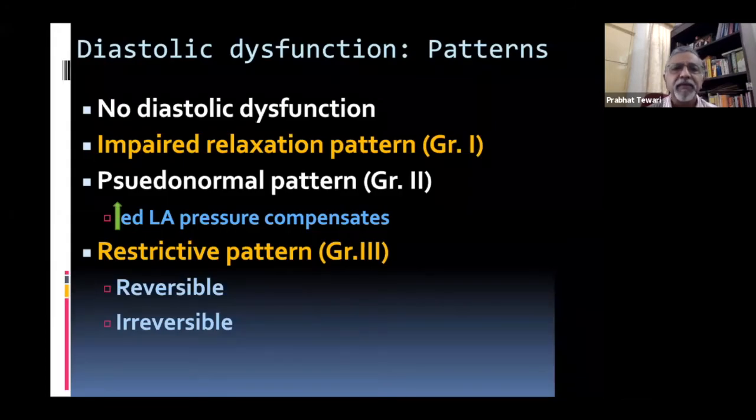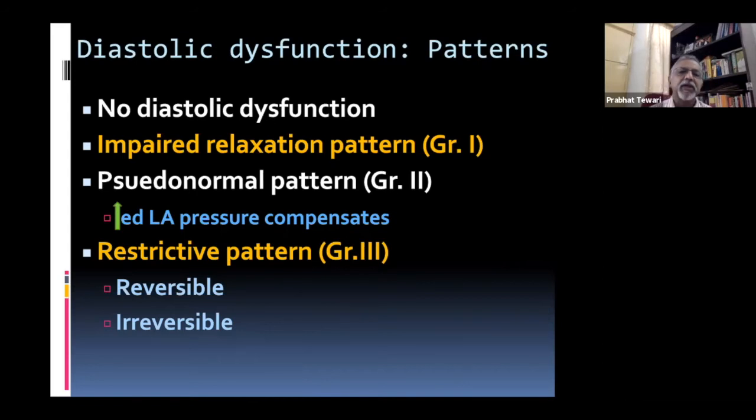Now, when we talk about diastolic dysfunction, we say that either it is normal, and normal is different for different ages. For younger age and for older age, the normal is different. Then there are 3 patterns. One is the impaired relaxation pattern, and that happens earlier in the phase. And then there is a severely restrictive pattern that can be reversible or irreversible.